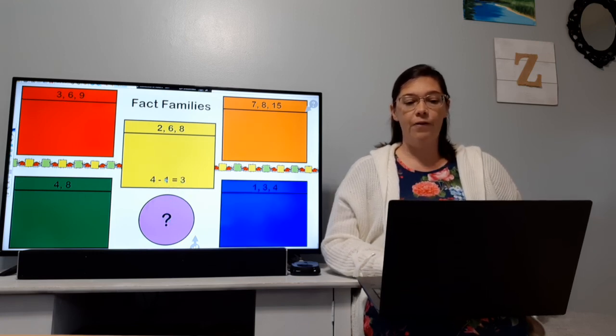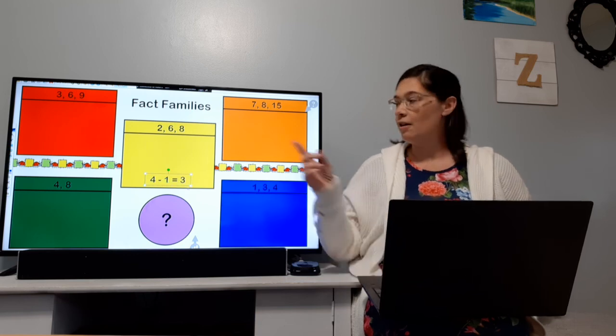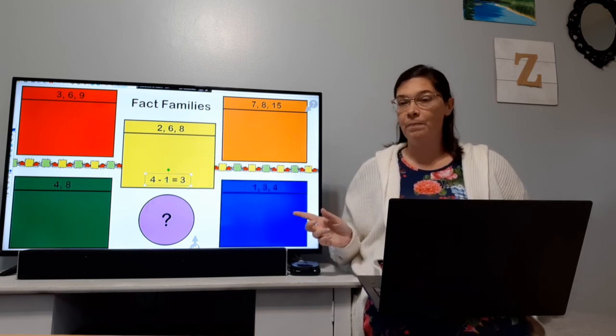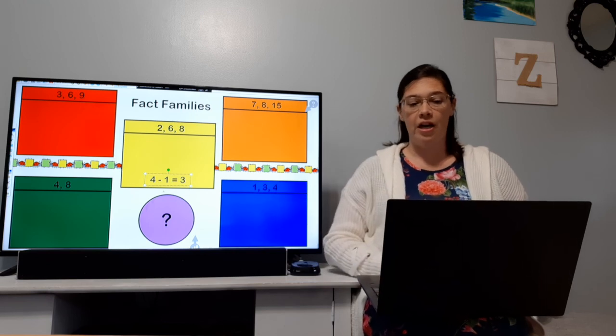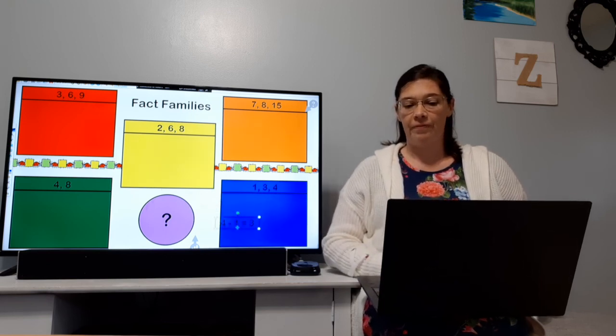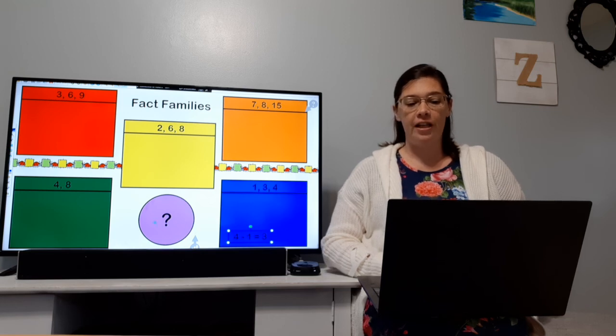Okay, I have 4 minus 1 equals 3. Which fact family would that belong to? It would belong to the blue one, 1, 3, and 4. Okay, 4 minus 1 equals 3. Okay, let's get another one.